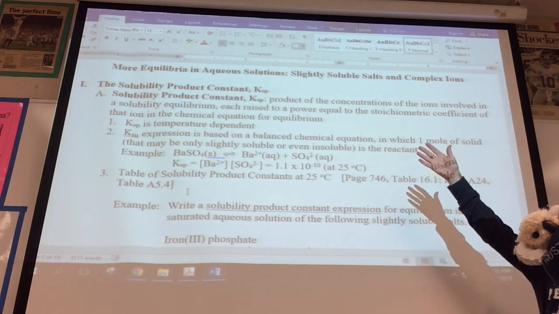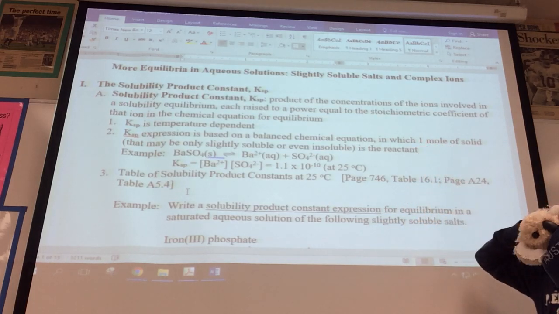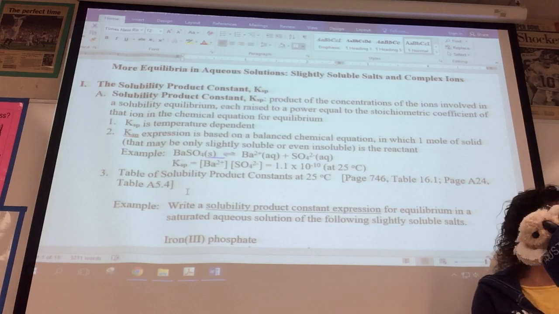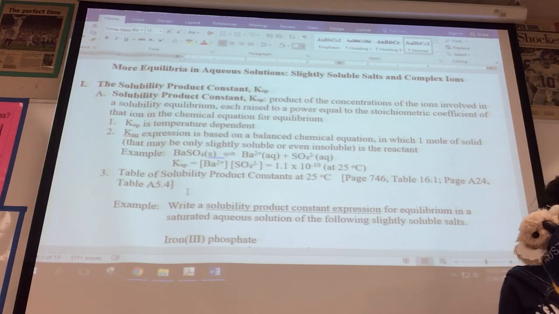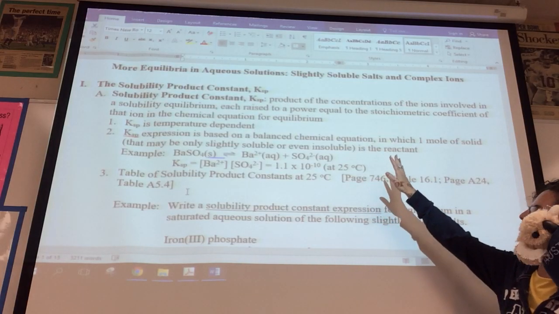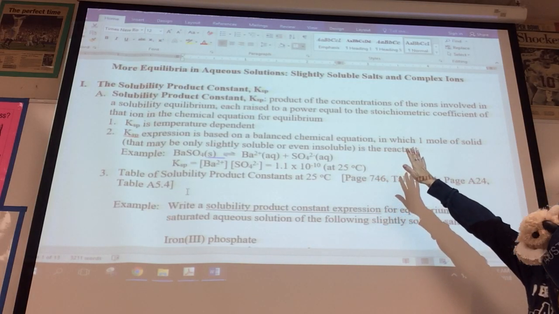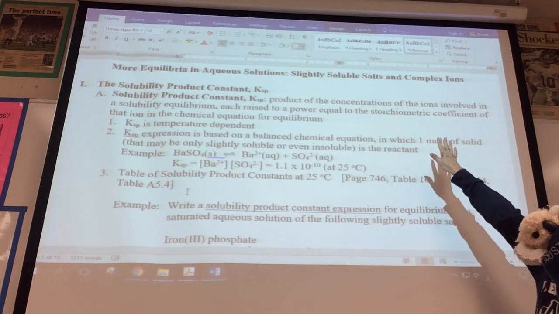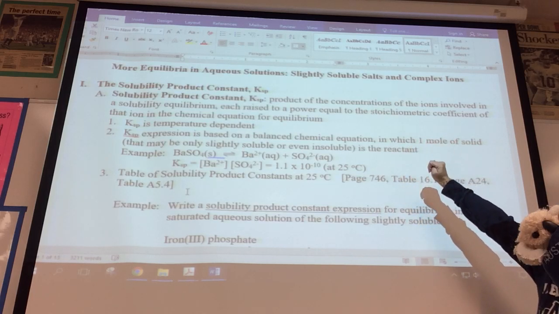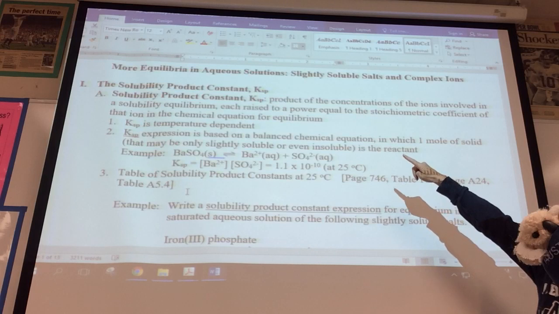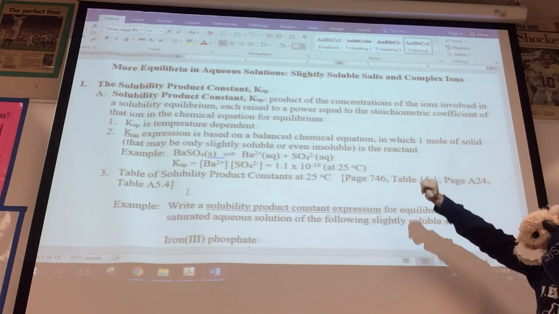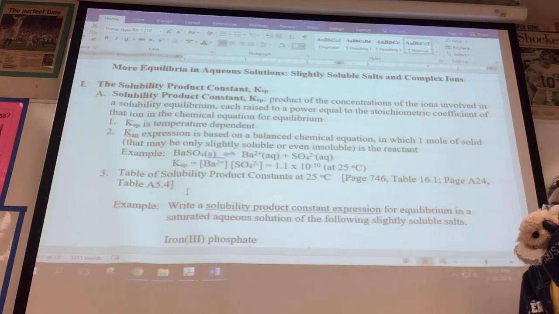And we're going to represent that with a solubility product constant, KSP. K for constant, SP for solubility product. And this belongs to our entire KEQ family that we've talked about quite a bit this 9 weeks. Solubility product constant sounds much worse than it is. It says the product of the concentrations of the ions involved in a solubility equilibria, each raised to a power equal to its stoichiometric coefficient.